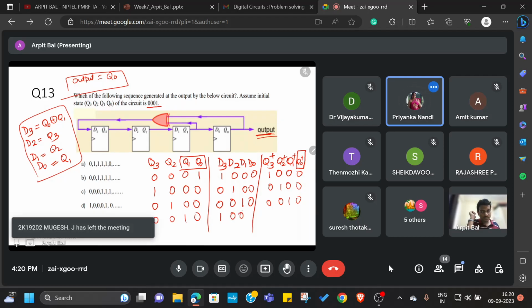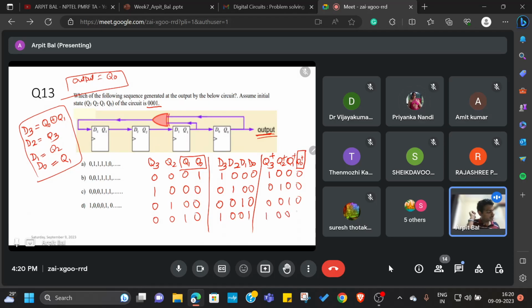Correct. Okay, so let us observe the output at this point itself. Initially it was given to us that this was the initial state, so I will take that as well. Here q0 is 1, and after that we have 0 0 0 1. Okay, so option D is correct.